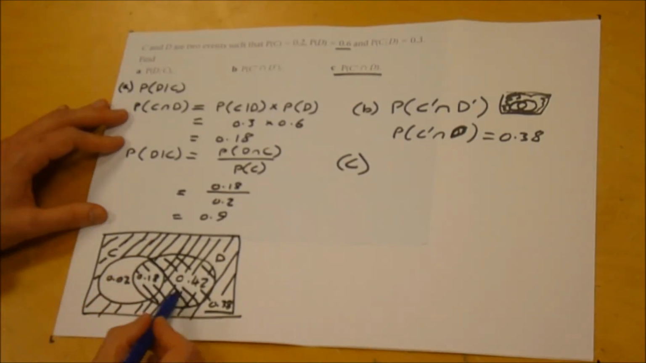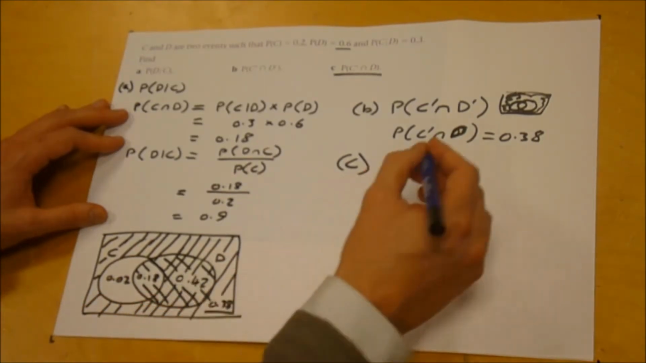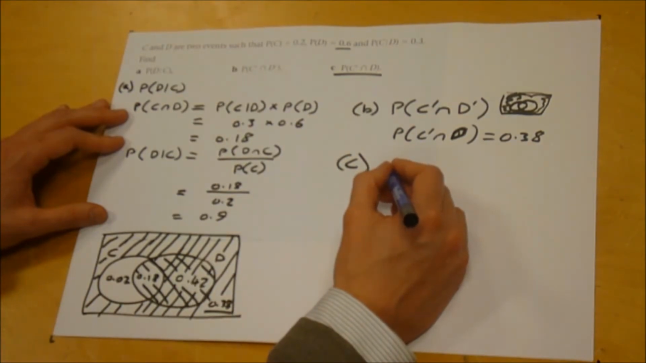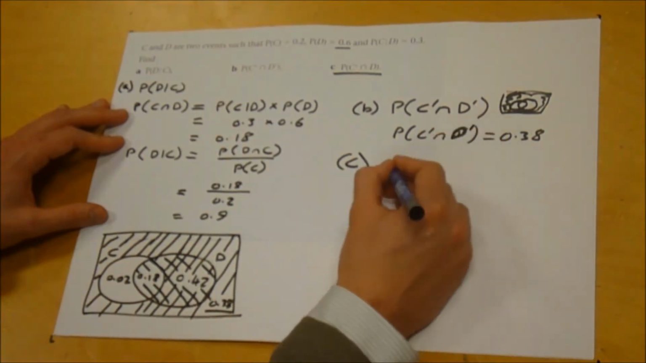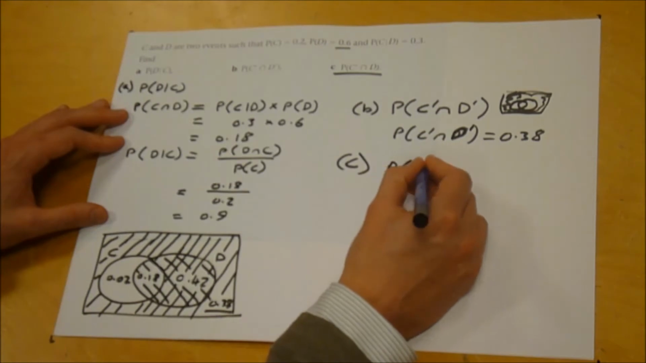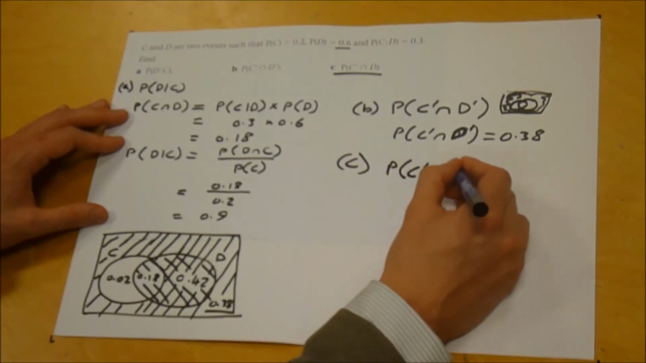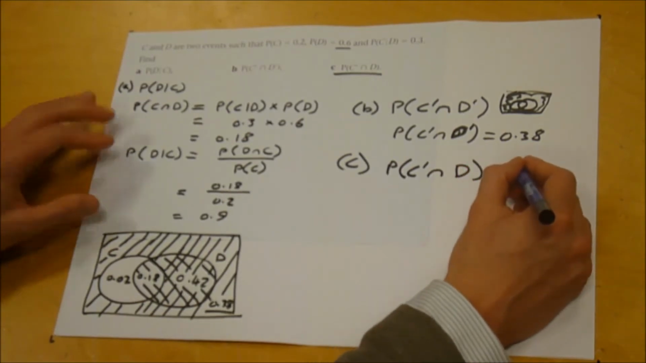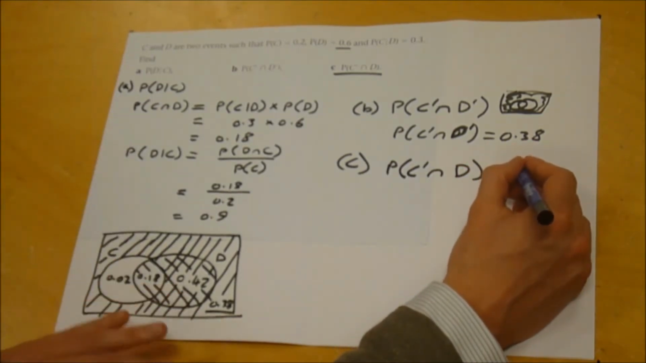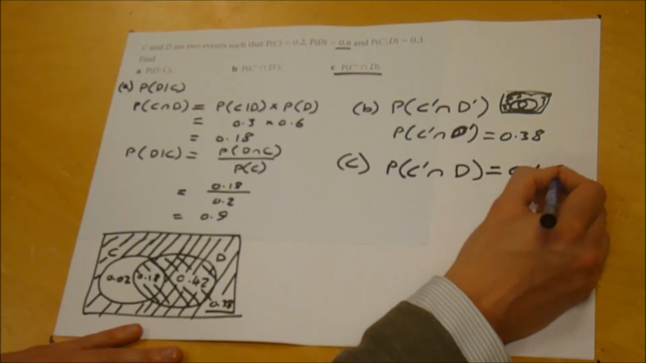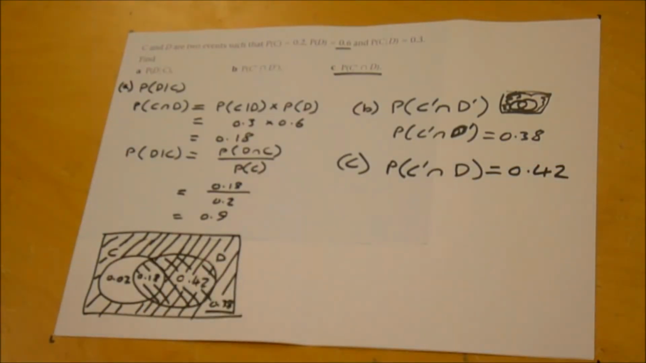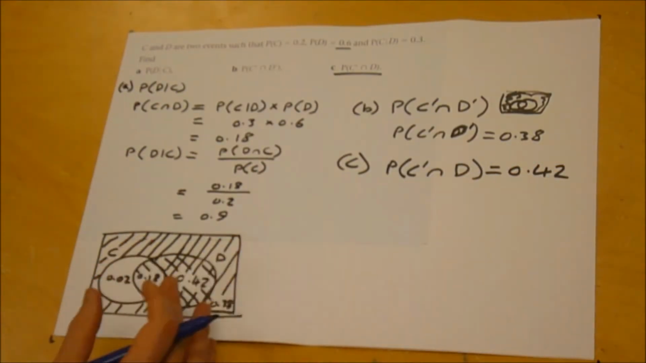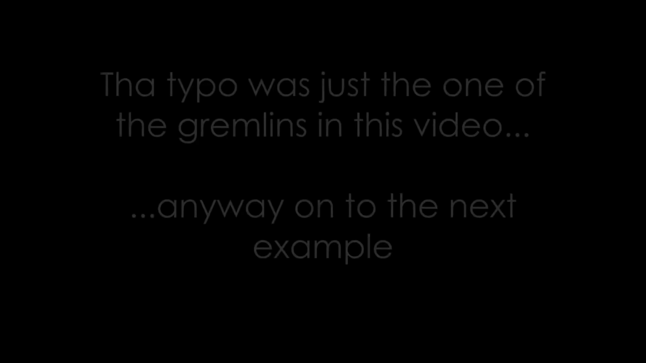So where does it overlap? Well, the crisscross is in this bit out here. So the probability, oh no, that's D complement. The probability of C complement, no typo after all, and D occurring is equal to this bit here where C doesn't occur but D does, 0.42. Alright, so that is example 1, take 1.